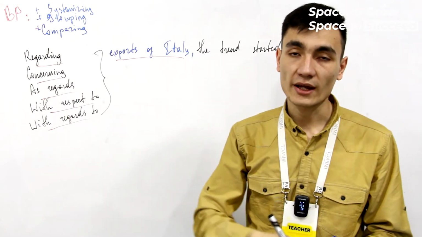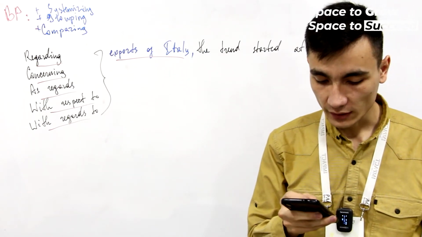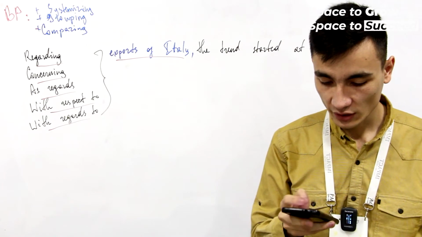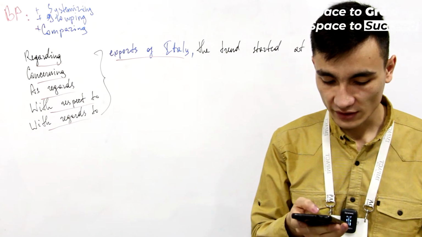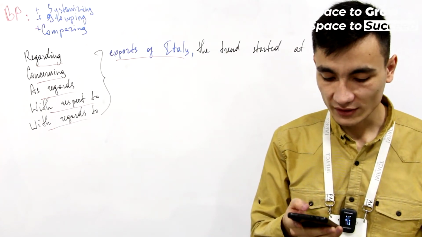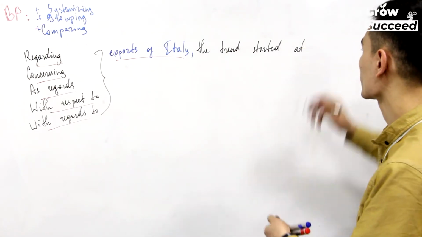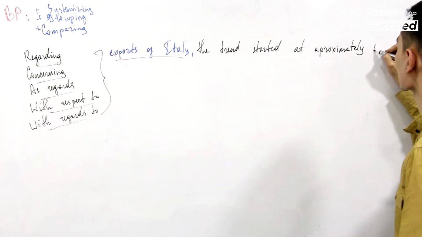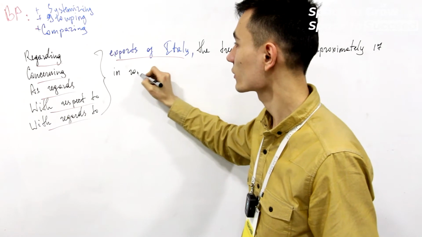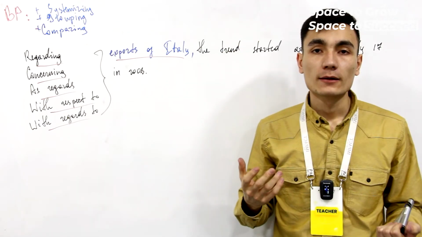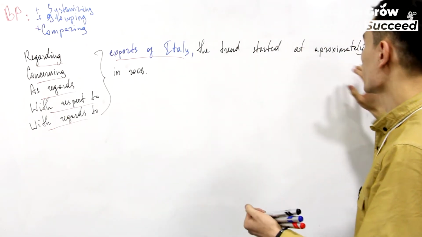So the trend started at what point? You just have to look, and it is approximately 17-ish, where it looks like 17. So I'm going to write 17 here, or is it 18? It doesn't matter, you can just write approximately or about. It started at, let's say, approximately 17 in, you just have to give the beginning period, in 2008.